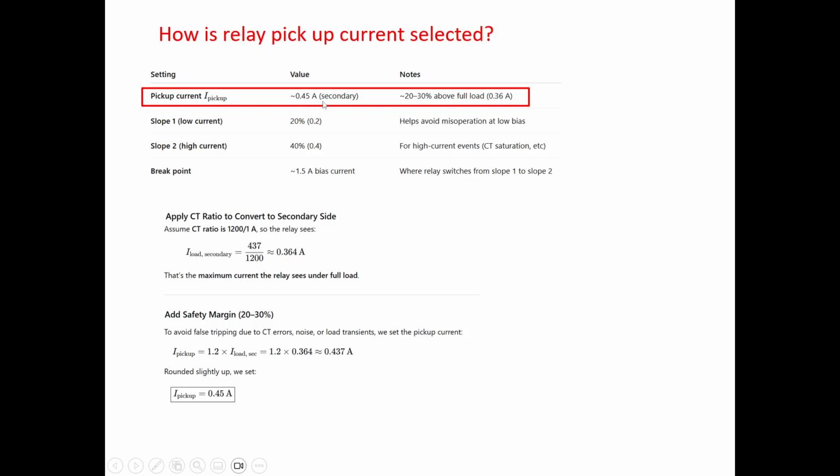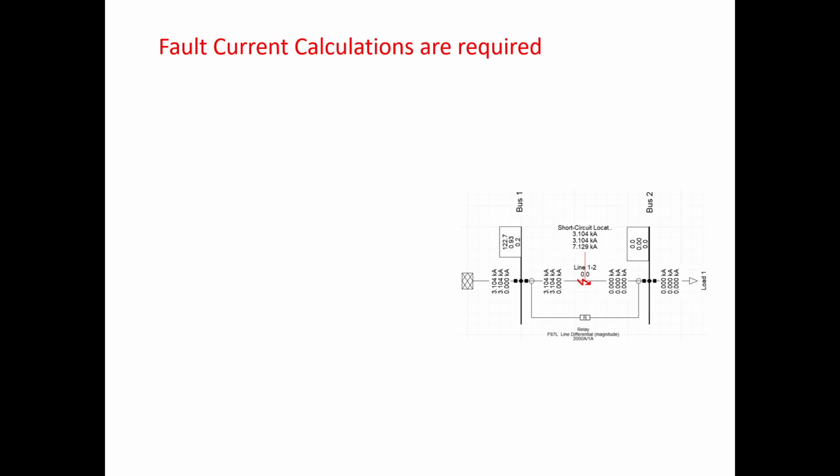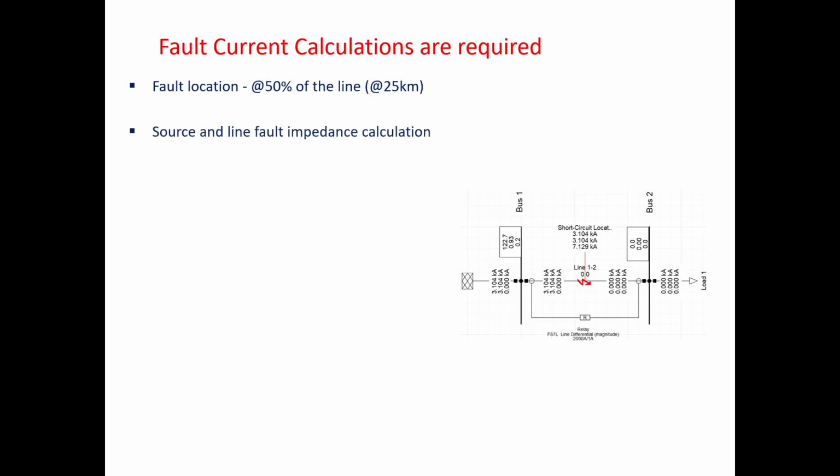What this means is if a fault happens, the relay needs to pick up this fault at 0.45 amp, basically. So if that's the case, then how do we calculate the fault impedance? How do we calculate the fault current? Well, as you can see here, we need to first calculate the source and line fault impedances.